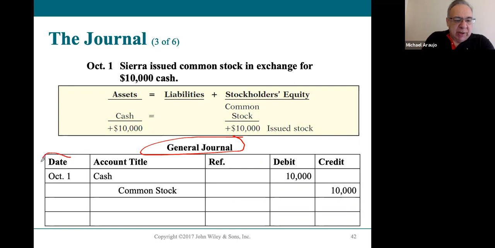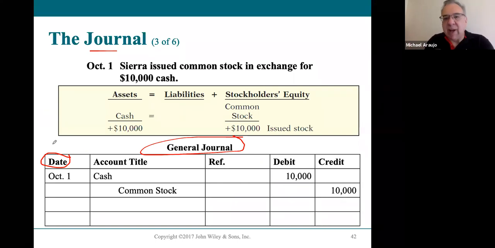Everything always starts with the date, because remember, the journal records things chronologically. As they happen, we're writing these things down in the journal. So, things that happen now are going to be recorded before things that happen this afternoon, which is going to be recorded before things that happen tomorrow. So it's all chronologically based.